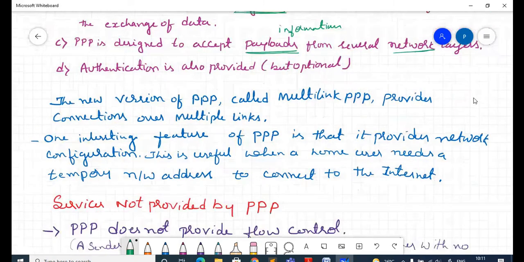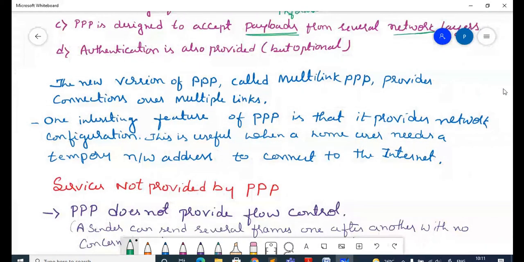The new version of point-to-point protocol is also called multi-link point-to-point protocol. Just be aware of this term, that's all. The updated version of point-to-point protocol is called multi-link point-to-point protocol because it provides connection over multiple links, that is, more than one link.